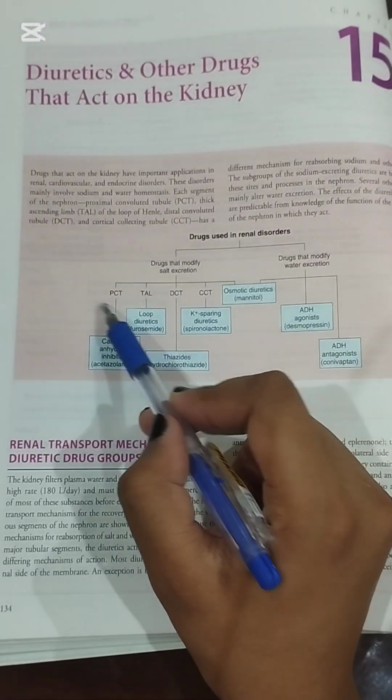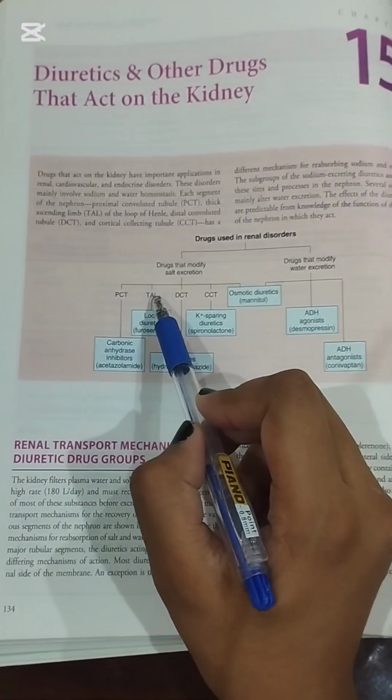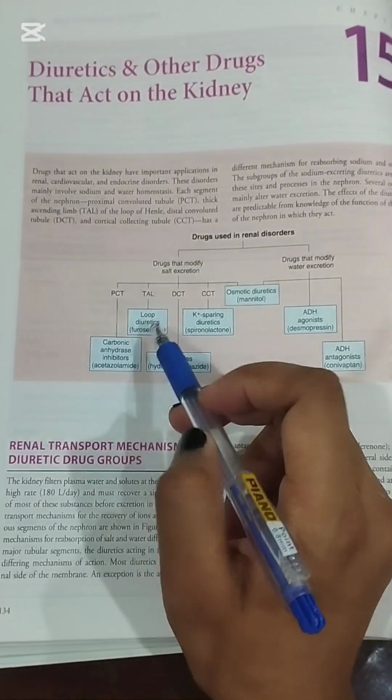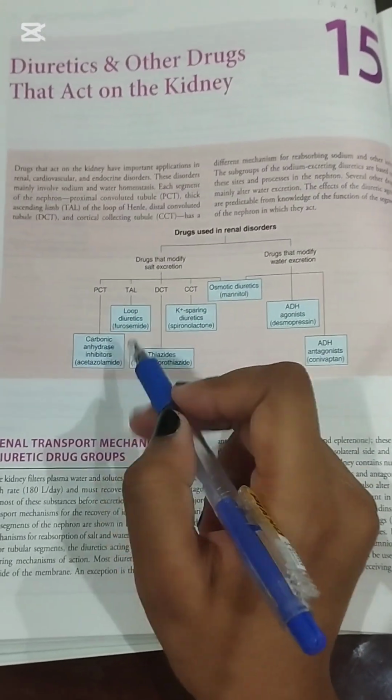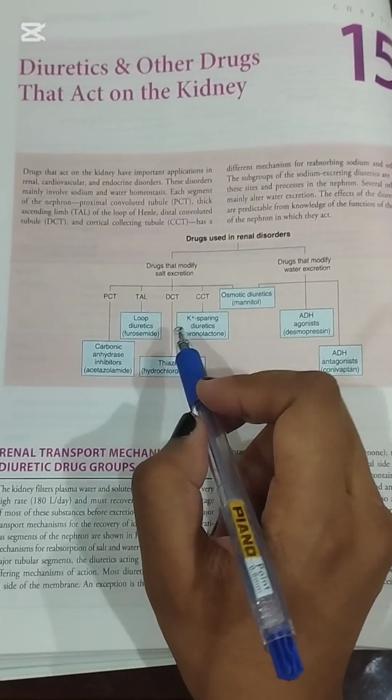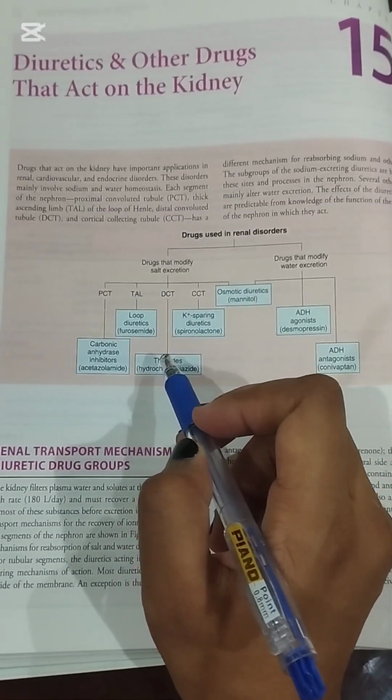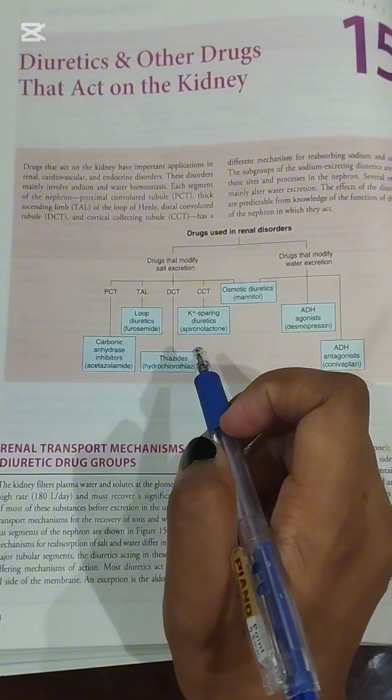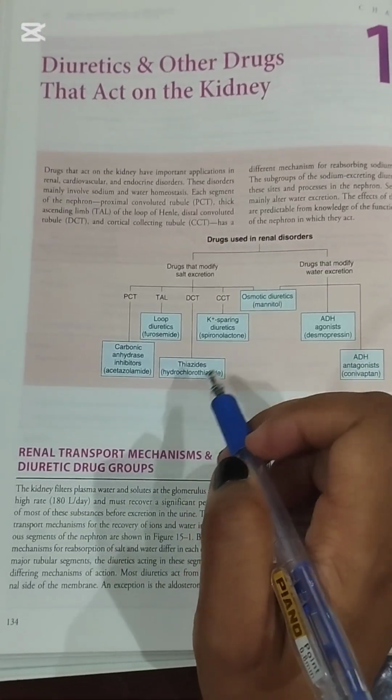So now let's talk about the drugs that act on the PCT, or the proximal convoluted tubule. For that, just remember carbonic anhydrase inhibitors, including acetazolamide. First of all, I want you to remember what loop diuretics act on. Of course, they act on nothing but the ascending limb of the loop of Henle.